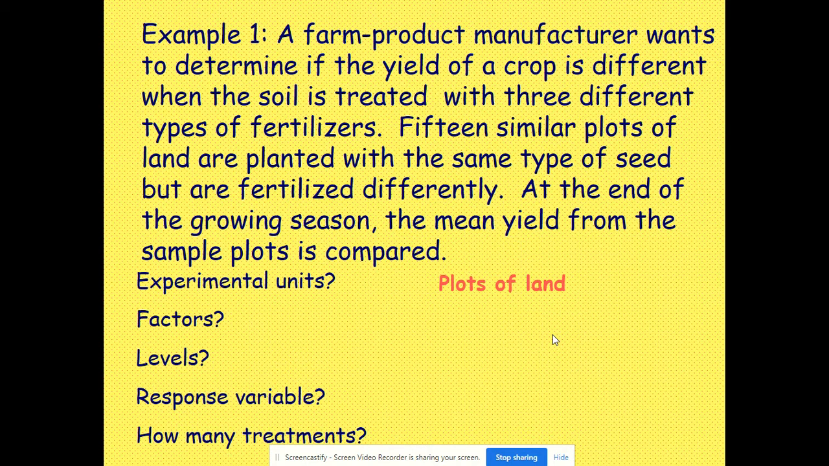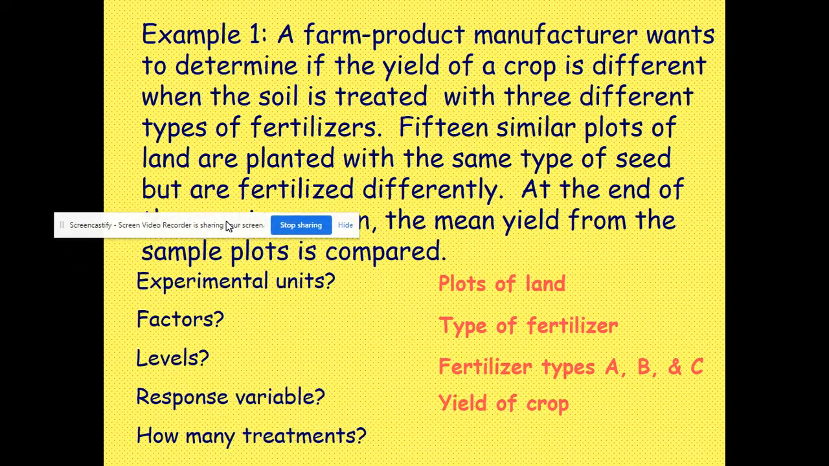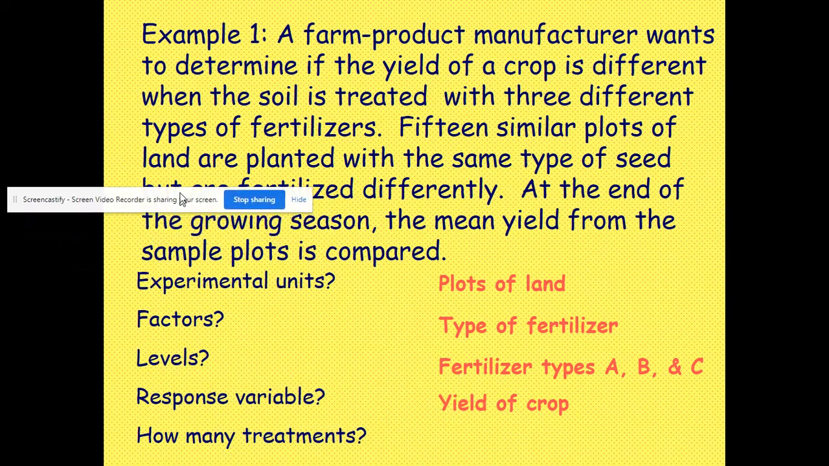So we just said types of fertilizer, and it just says there are 3 types. It wrote A, B, and C. You could write type 1, type 2, type 3, I don't care. You're just understanding there are 3 types. So what is the response variable we're measuring? Crop yield. It was very vague in the wording. It said mean yield of crop, which is probably a more appropriate answer to write.